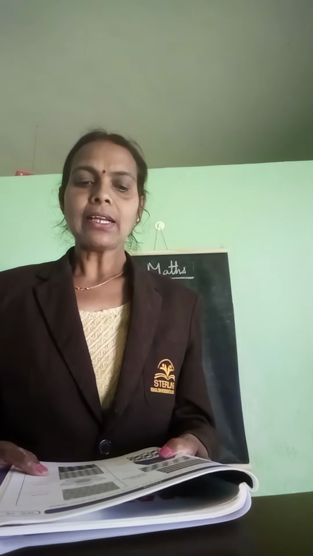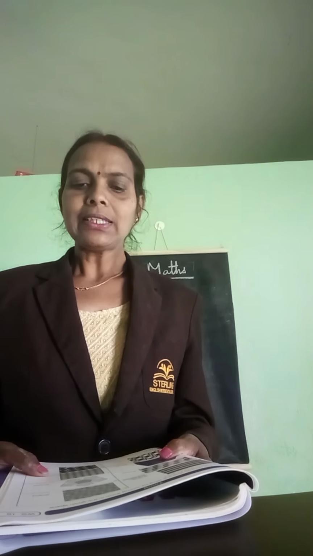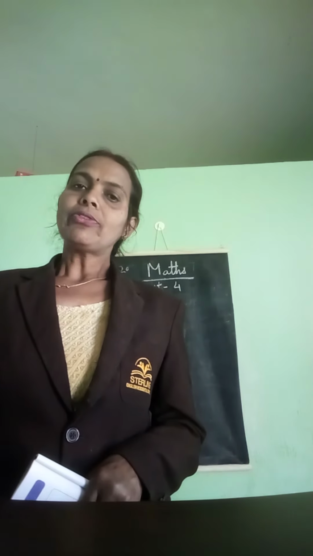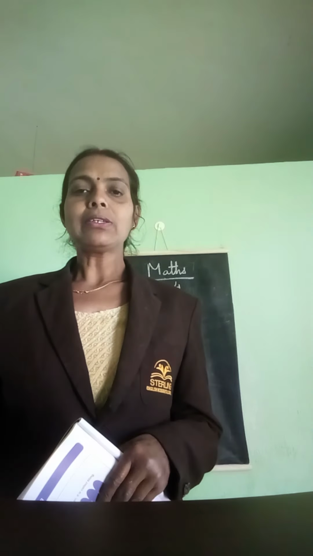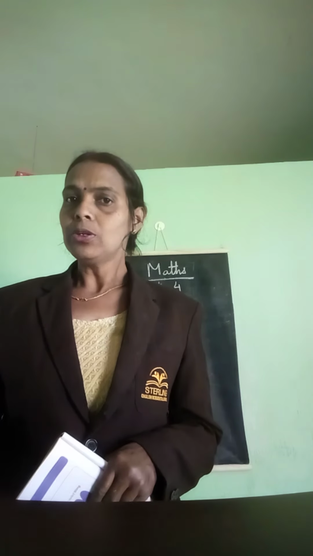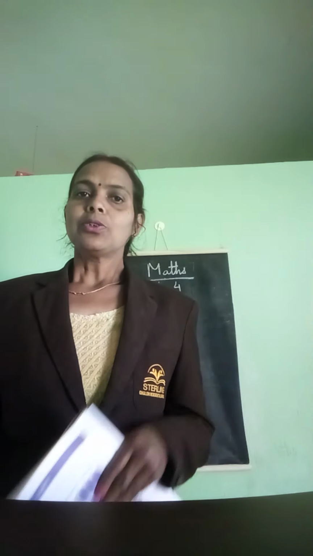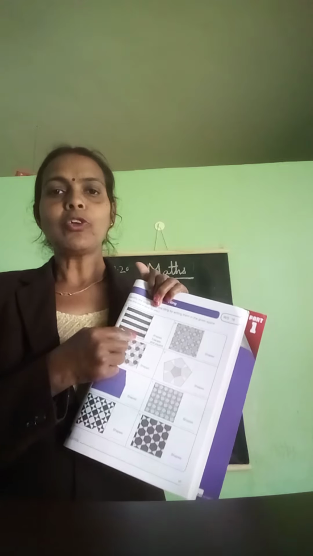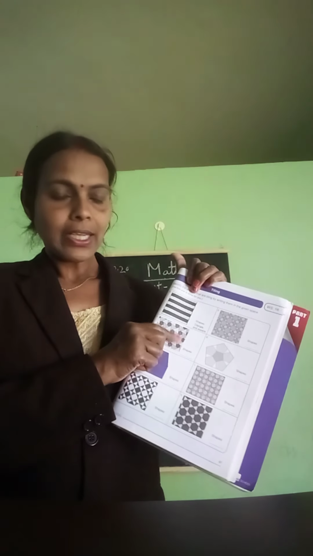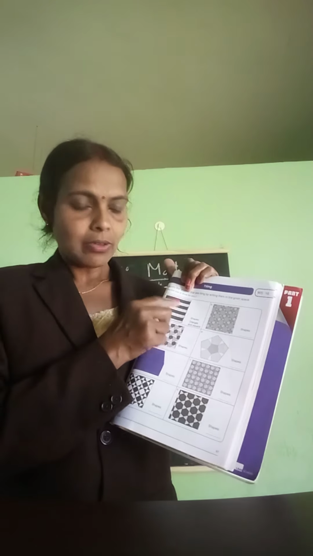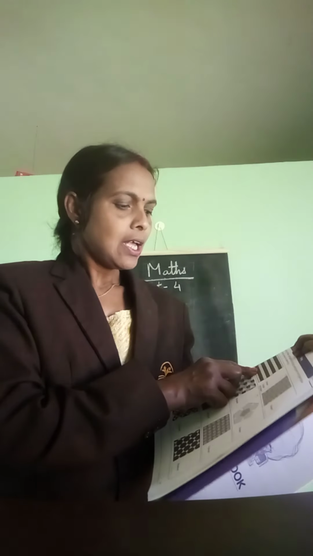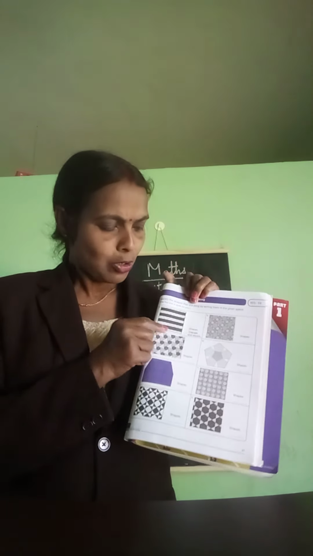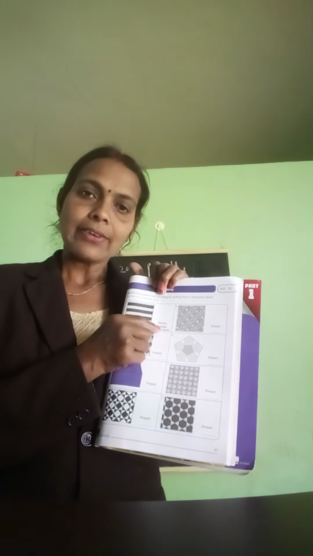Identify the shapes that are tiling by writing them in the given space. If you see a floor, you have seen that not only squares, but different shapes of tiles are used to cover the floor. So here you have to find what shapes they have used for tiling. They have done the first one for you. In this, they have used triangle and square. So you write it over here.